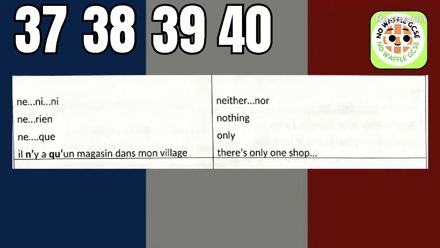Okay, using negatives, as I said, that gives you those higher marks. So ne ni. When you're listing something, you say, I do neither this nor this nor this. So effectively, that's the equivalent of saying ne ni. Ne rien, nothing. Ne que, only. Il n'y a qu'un magasin dans mon village. There's only one shop. There's none other than one shop. That's effectively what it's saying. That's a good phrase to use because you're using your negative in quite a complex way.